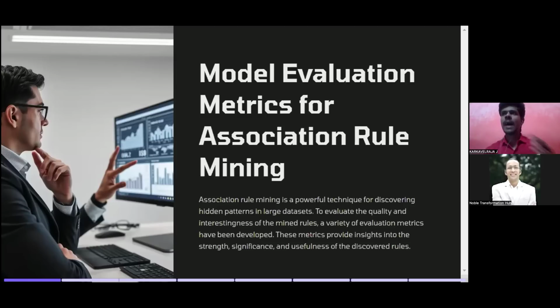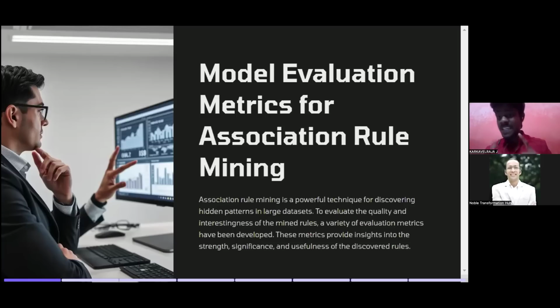Because about four days before, we introduced what an association rule is. Then we saw the different terminologies in association rules. Then two different algorithms: one is Apriori and the other is FP-Growth. Today we are going to see how to evaluate these kinds of association rules.